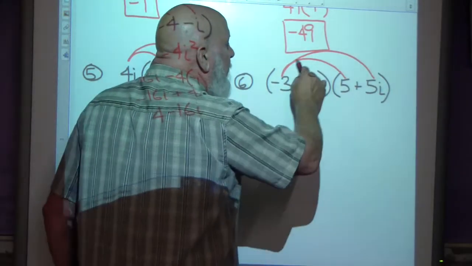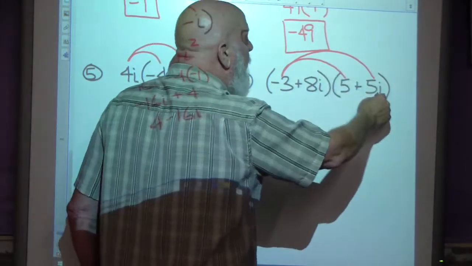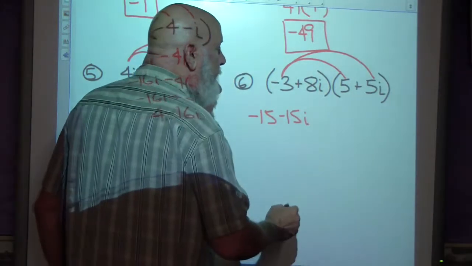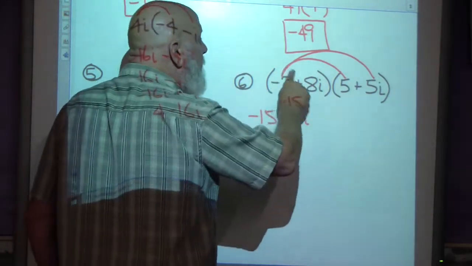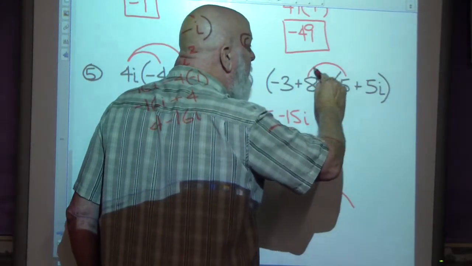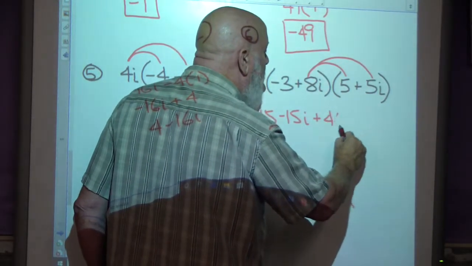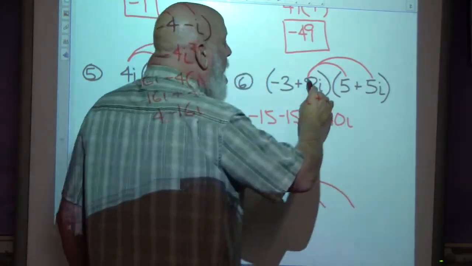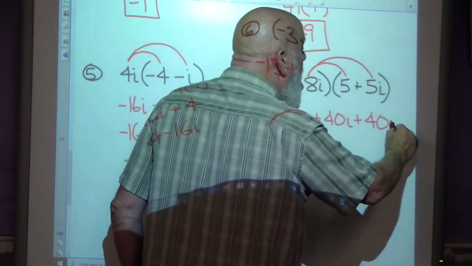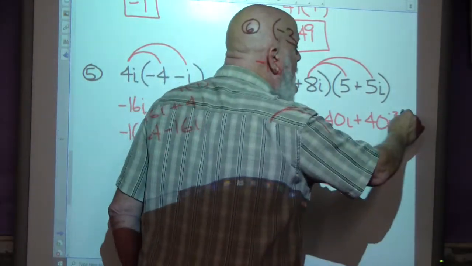Here we go. Negative 3 times 5 is negative 15. Negative 3 times 5i is negative 15i. Now I'm going to take my 8, positive 8i, and distribute it. 8i times 5 is positive 40i. And 8i times 5i is positive 40i squared. And I'm going to draw a little firework thing here.